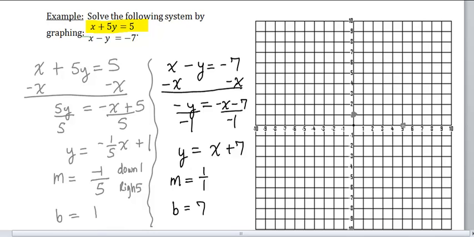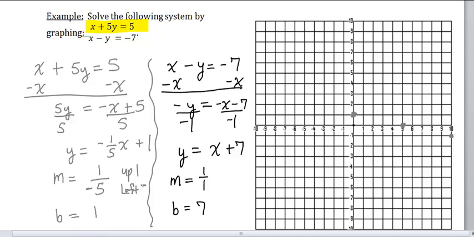All right, I can do that again. From this point, I can go down 1 and to the right 5, 1, 2, 3, 4, 5, and I have the point (10, negative 1). If I wanted to go the other direction, notice I put the negative on the 1. I could have written this as 1 over negative 5.